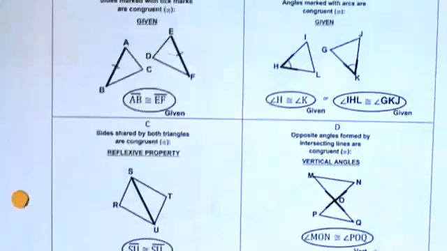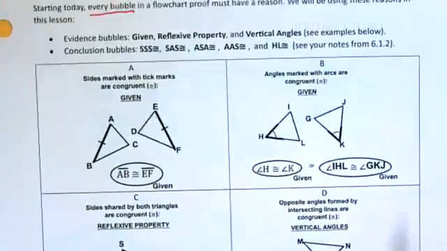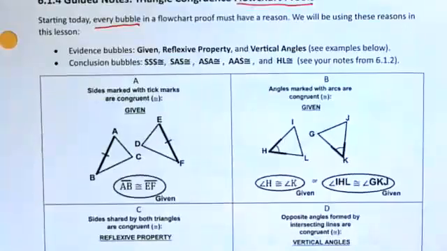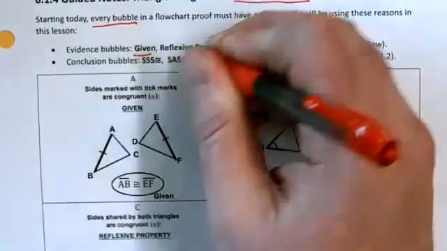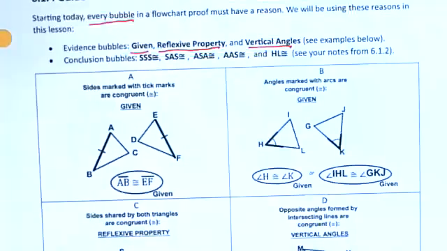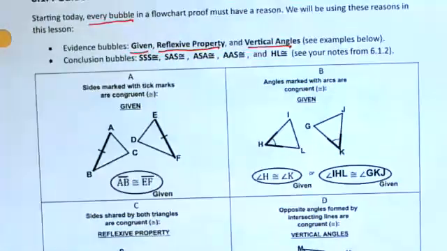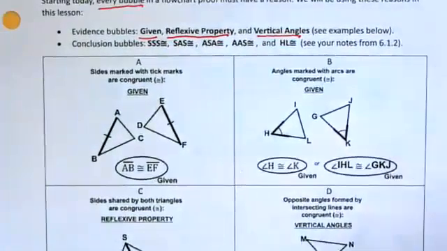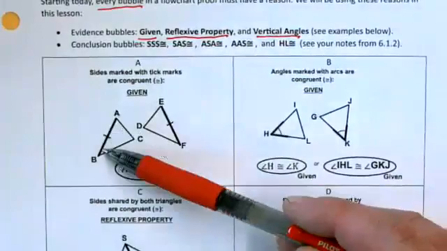So let me show you a couple new reasons that we will be using today. And they are given, the reflexive property, and vertical angles. That last one should be very familiar to you, right? Can you picture a set of vertical angles right now? What school supply do you think of when you think of vertical angles? I think of scissors, right?